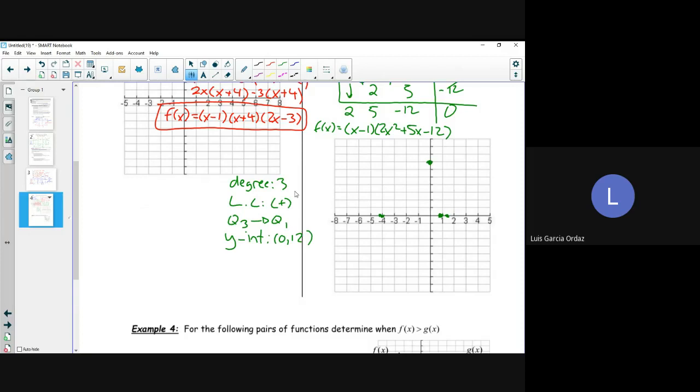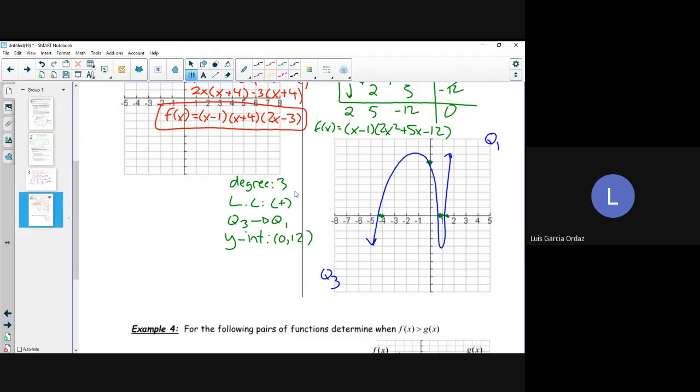Okay, so now given that information, we're going to be able to graph this no problem. So we're going from quadrant 3 all the way to quadrant 1. So we're starting here. Tried my best.